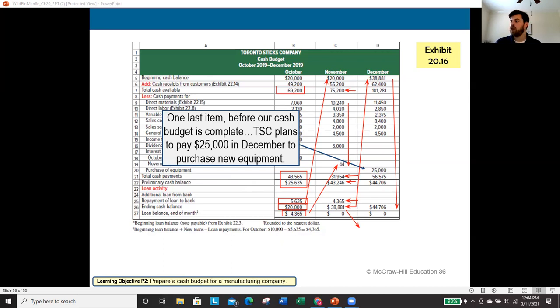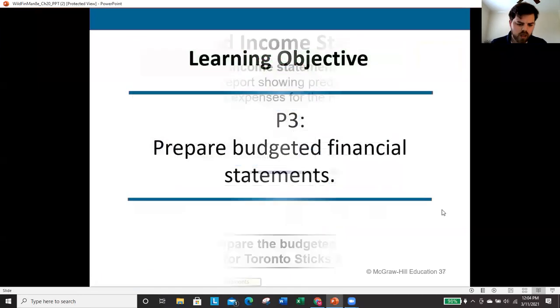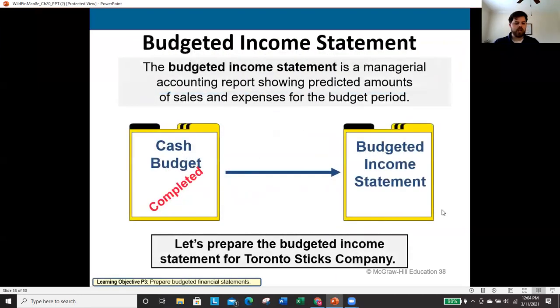So very good. Now, we'll go ahead and clear out all of this, and we'll go ahead and move on to our next piece. So here at the end of the chapter, we're going to look at preparing budgeted financial statements. So of course, we have the same financial statements that we've always had.